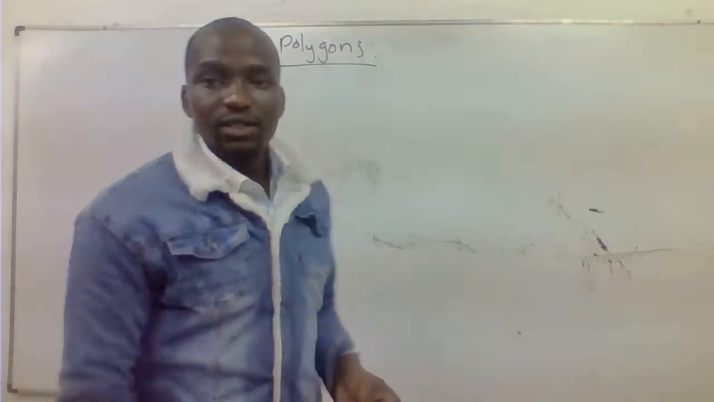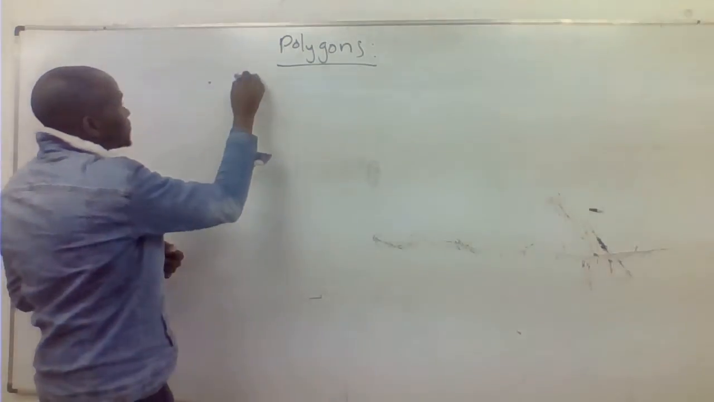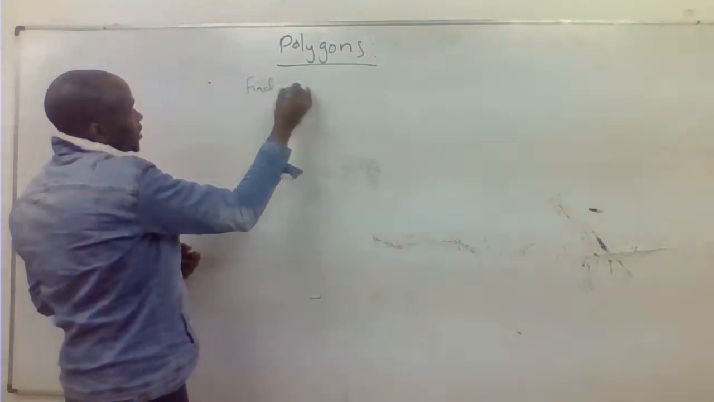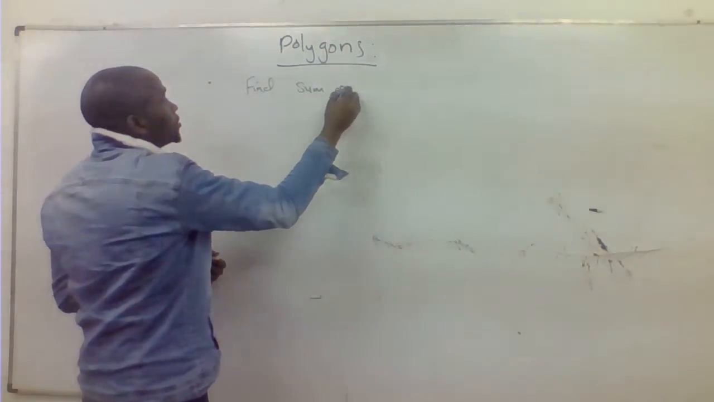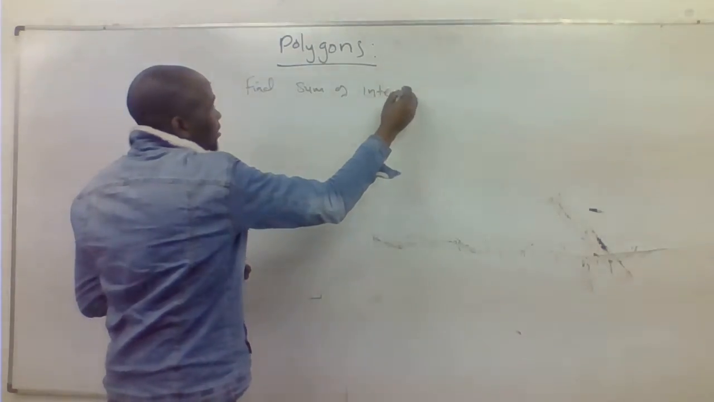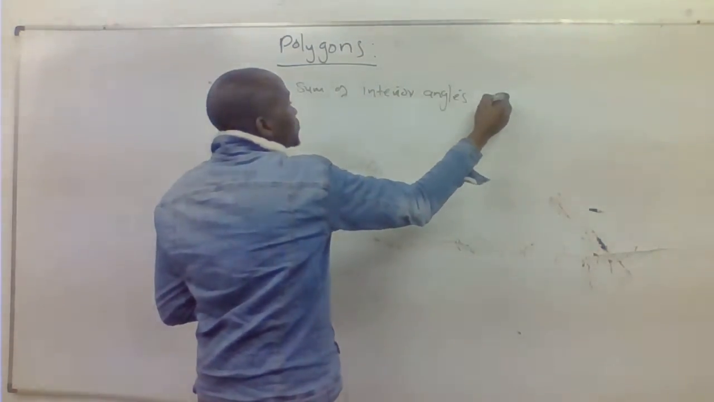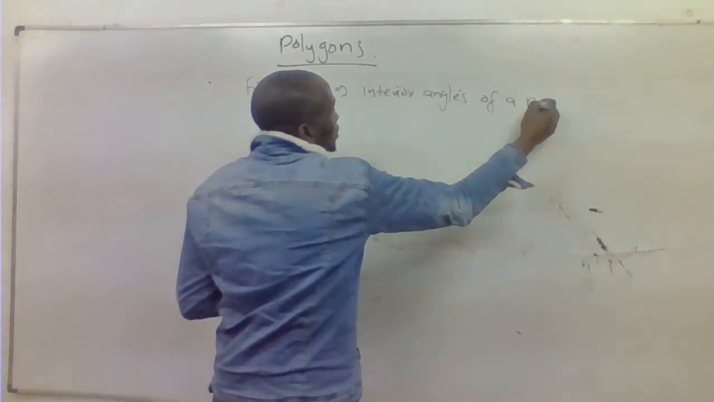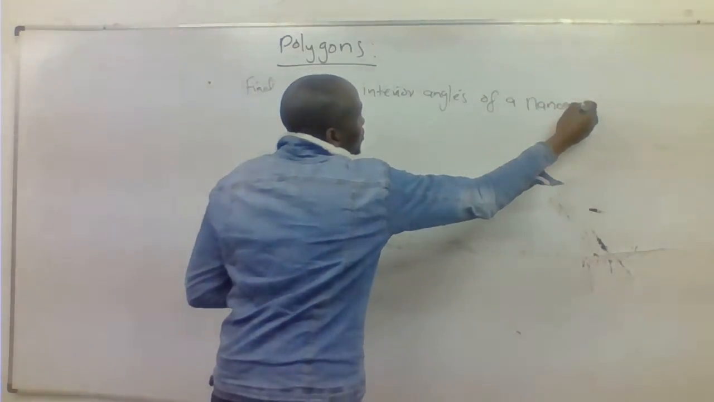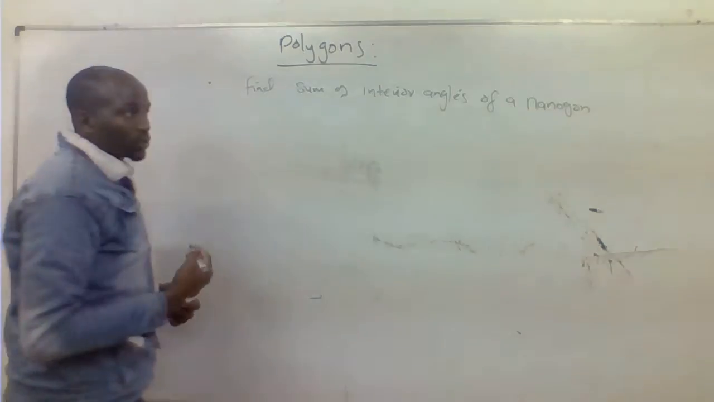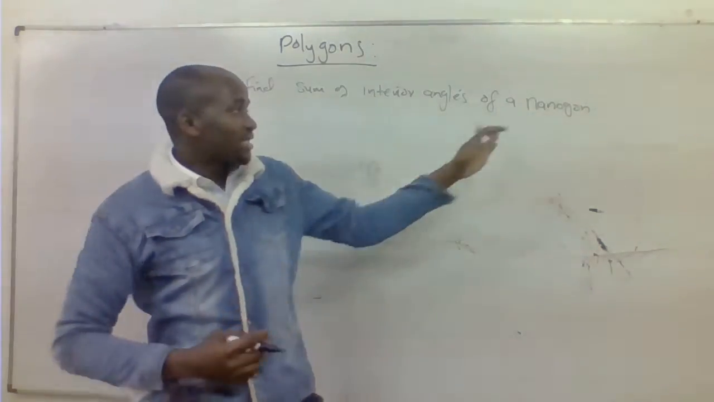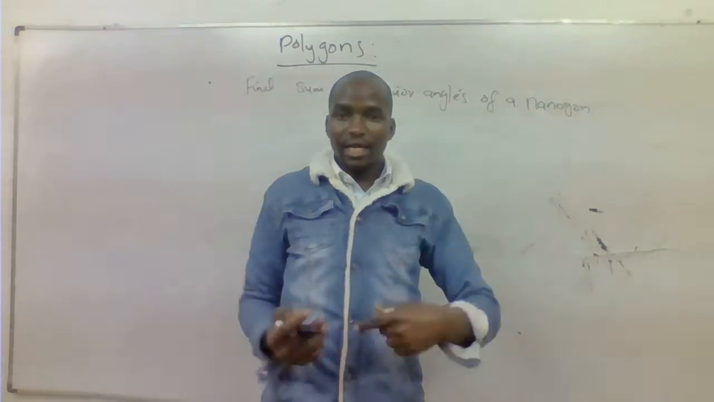If you are told to find the sum of interior angles of a nonagon. So we just need to know that a nonagon is a 9-sided polygon.